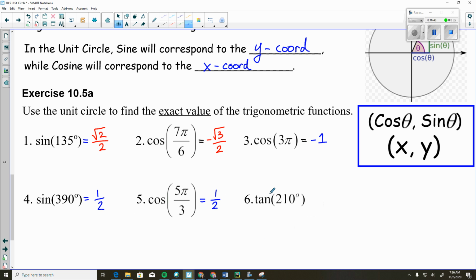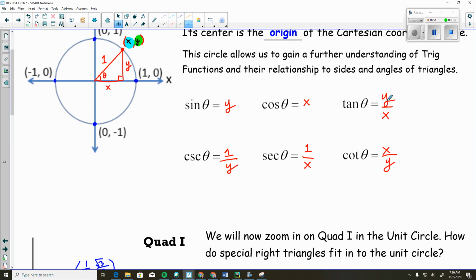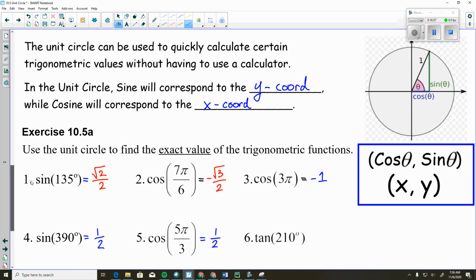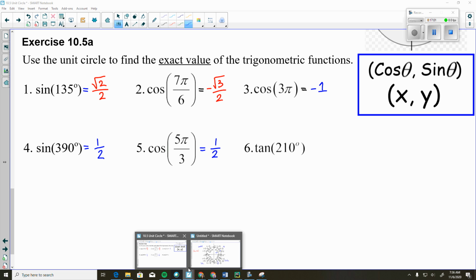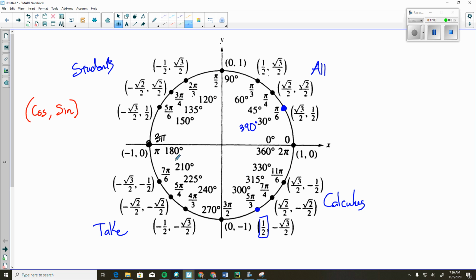And then the very last one is tangent. If you remember me talking about before, tangent is just my y coordinate divided by x. At 210 degrees, where is that on the unit circle? Right here, I am simply taking my y value, which is -1/2, and dividing that by my x value, so -√3 divided by 2.